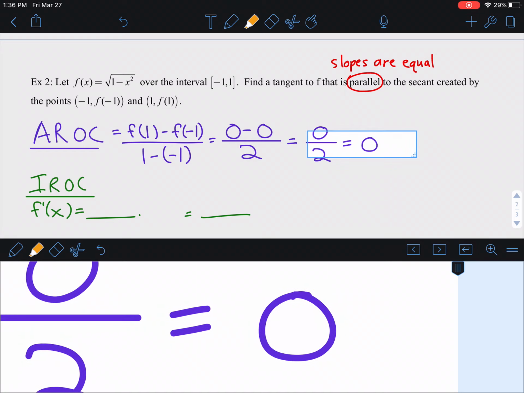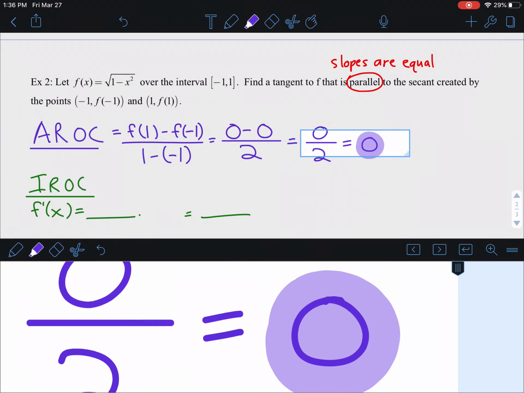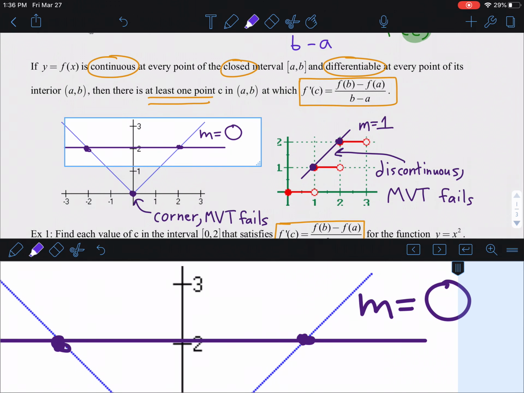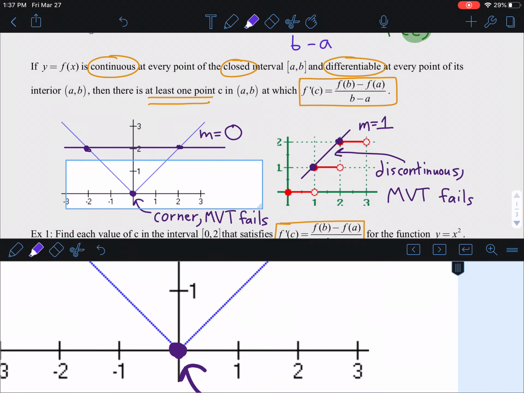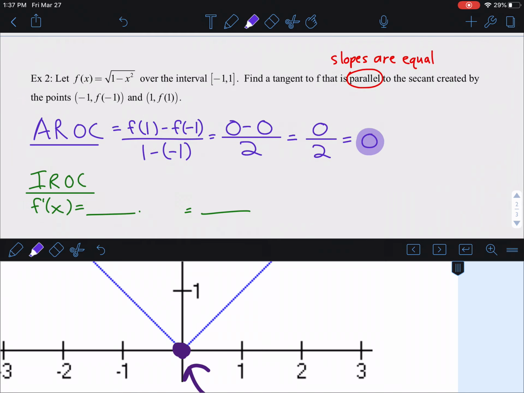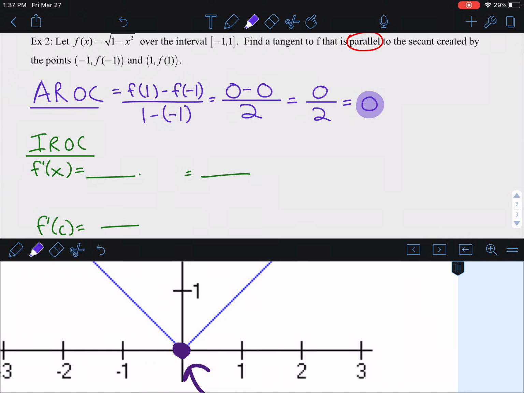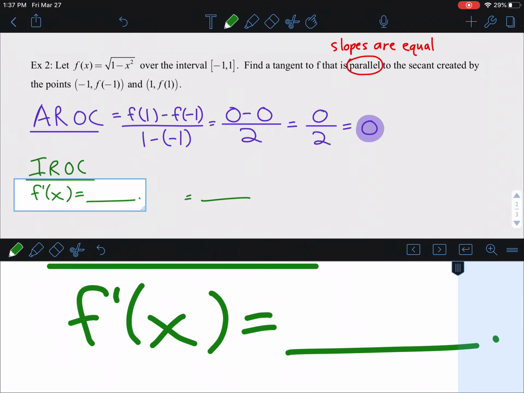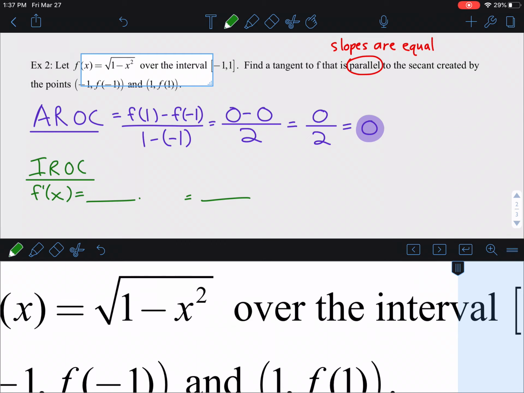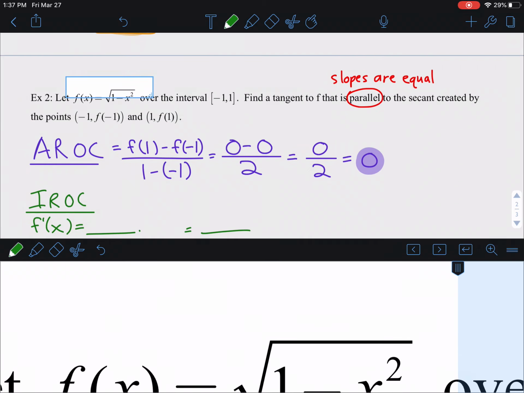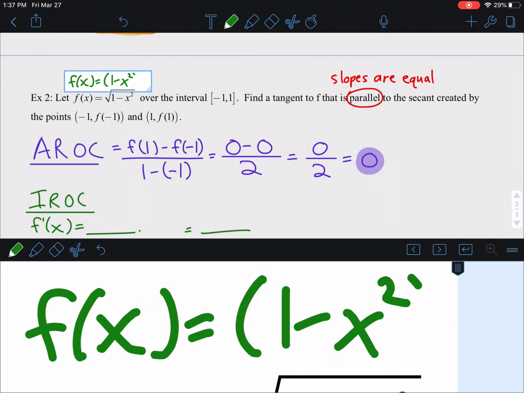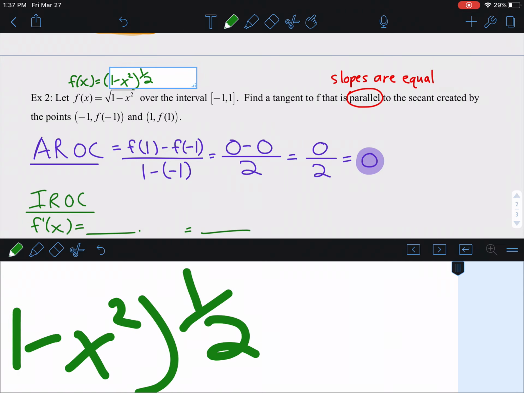So what we're kind of looking at here is something similar to one of those graphs from up above, right? Average rate of change is 0, right? So we're kind of looking at 2 points here that are on the same y-coordinate, kind of like this absolute value graph from earlier. Hopefully we won't have any corners on this one. Okay, so instantaneous rate of change. Got to start off with my derivative, and on this one, root 1 minus x squared, I'm actually going to rewrite this real quick as f of x equals 1 minus x squared to the 1/2 power.